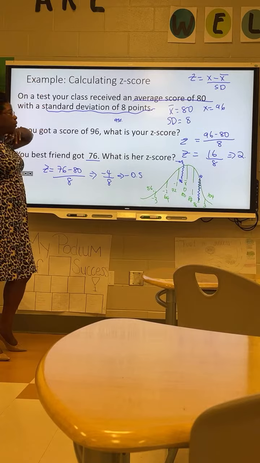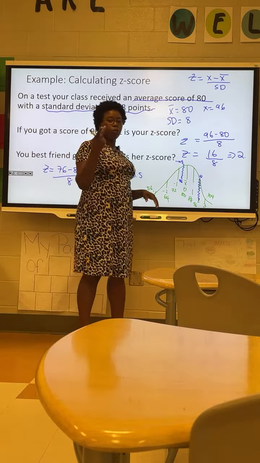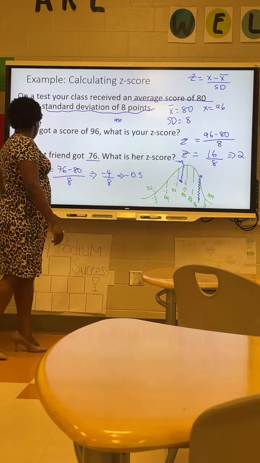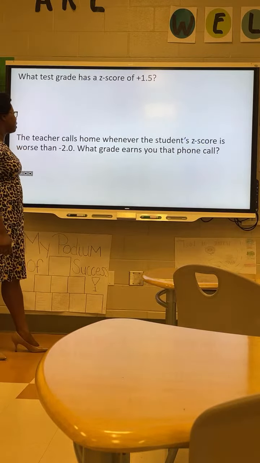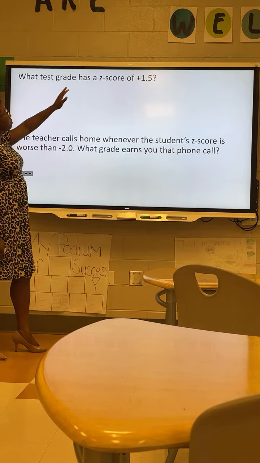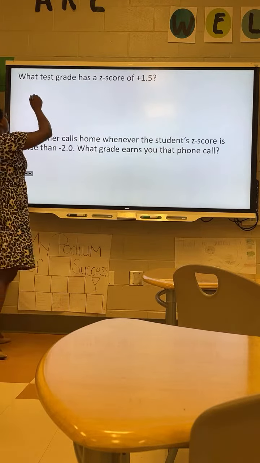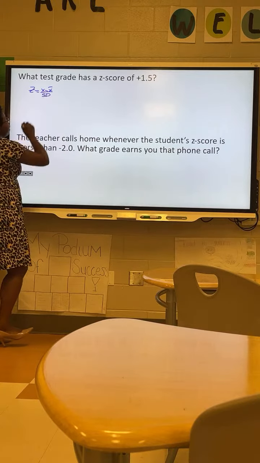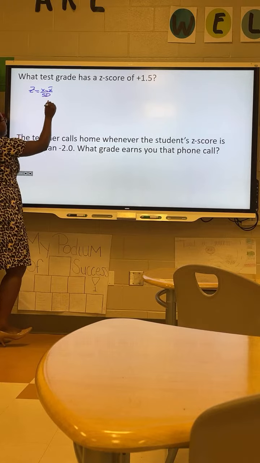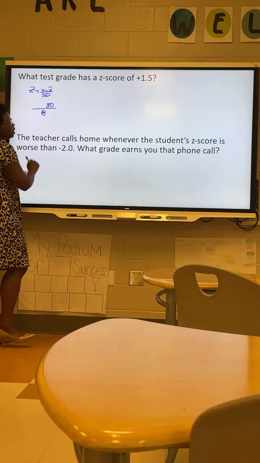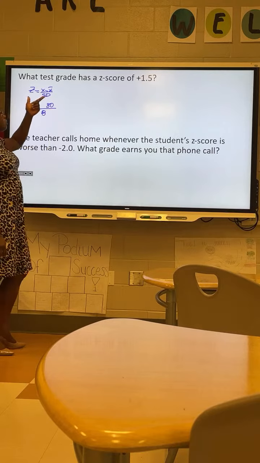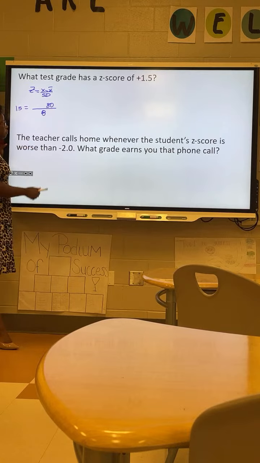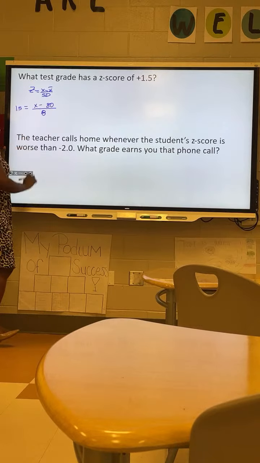So it's a z-score of 1.5. You could have two ways of doing this. It's going to be between 88 and 96, so I know my number should be between those two. There are two ways. You can use the z formula to work this: z is equal to x minus x bar over standard deviation. We know the mean was 80, the standard deviation was 8, and since our z-score is 1.5, we can put the 1.5 right here and find the data value.